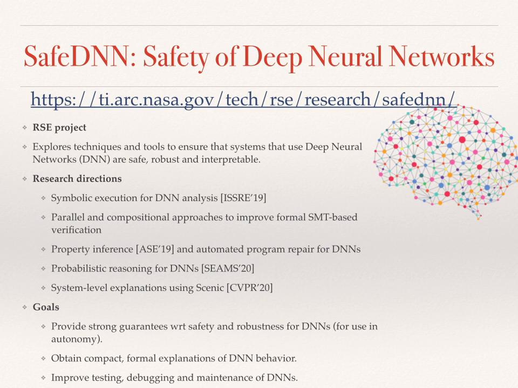And currently, we are investigating automated program repair for neural networks. Furthermore, we are investigating probabilistic reasoning for neural networks, and again, I'll give more details later about it. And in some other recent work that was, in fact, presented last week at CVPR, which is a computer vision conference, we have investigated system-level explanations using the Scenic programming language developed at UC Berkeley.